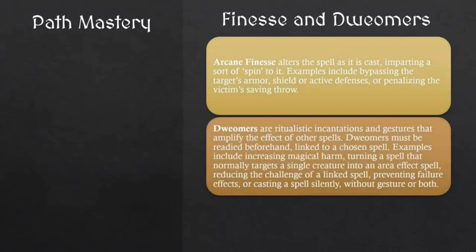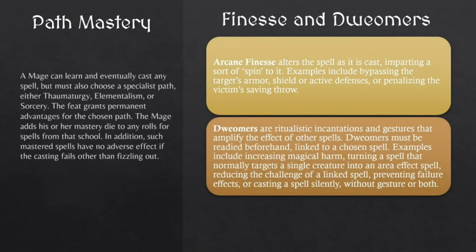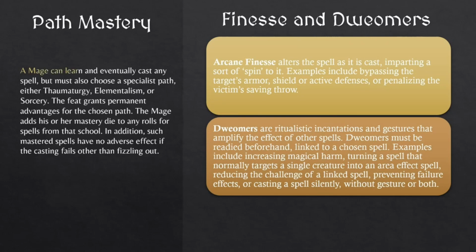Nathal chooses a path mastery, that of Sorcerer. A mage can learn and eventually cast any spell, but must also choose a specialist path, either thaumaturgy, elementalism, or sorcery. The feat grants permanent advantages for the chosen path. The mage adds his or her mastery die to any rolls for spells from that school. In addition, such mastered spells have no adverse effect if the casting fails other than fizzling out.